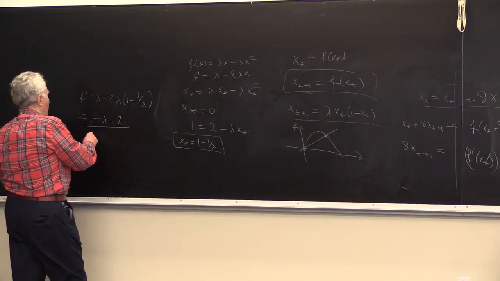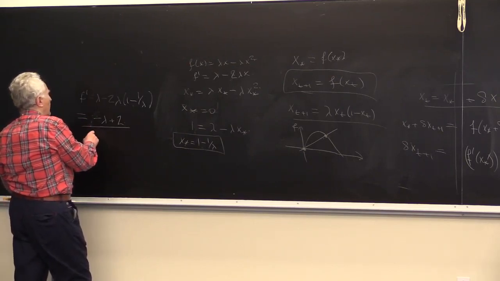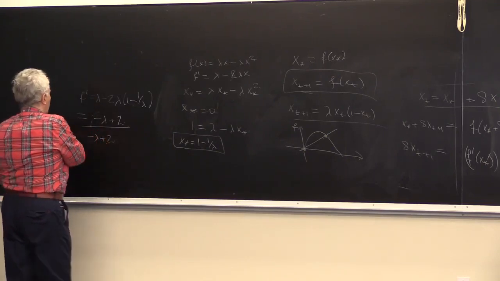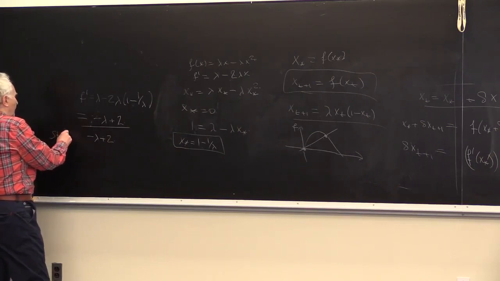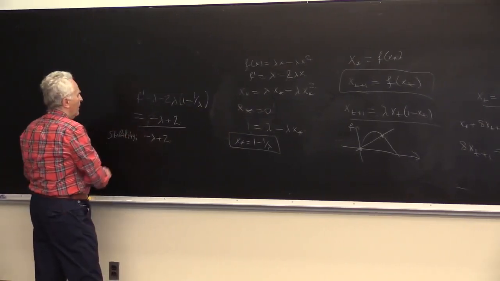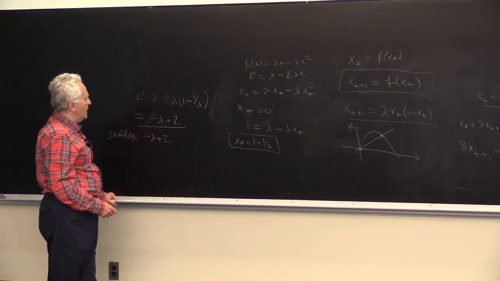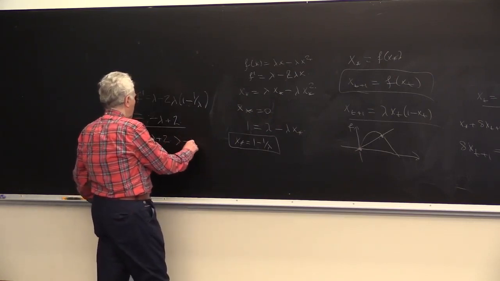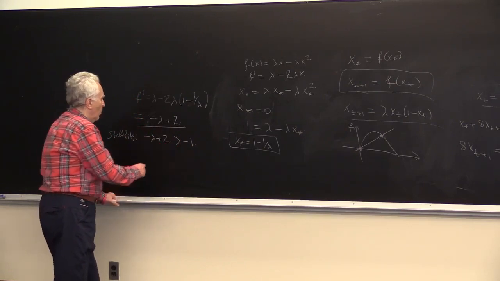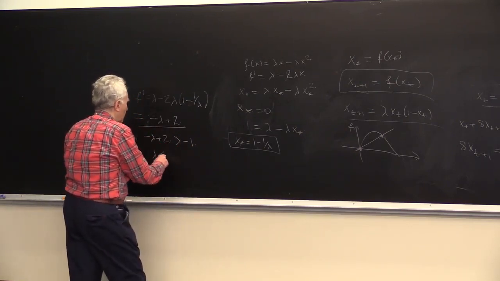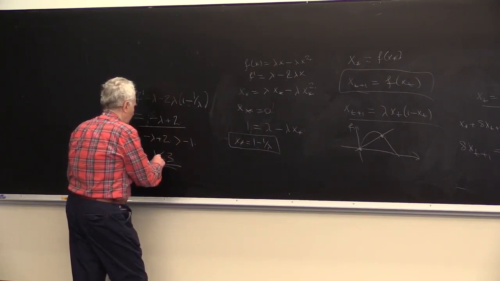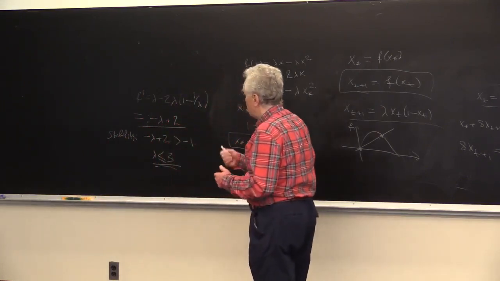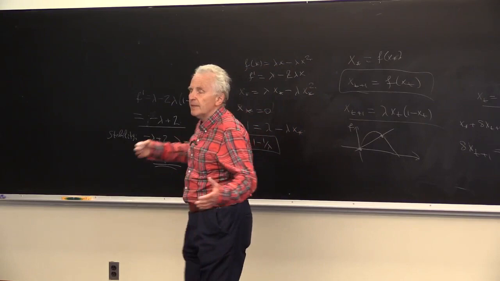So the absolute value of this thing, and we have to have stability, is minus lambda plus 2, should be greater than minus 1, or lambda should be smaller than 3. So if lambda is smaller than 3, then indeed our fixed point is stable and nothing happens.